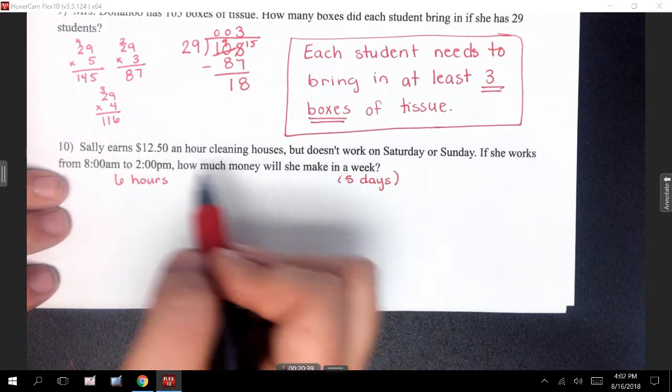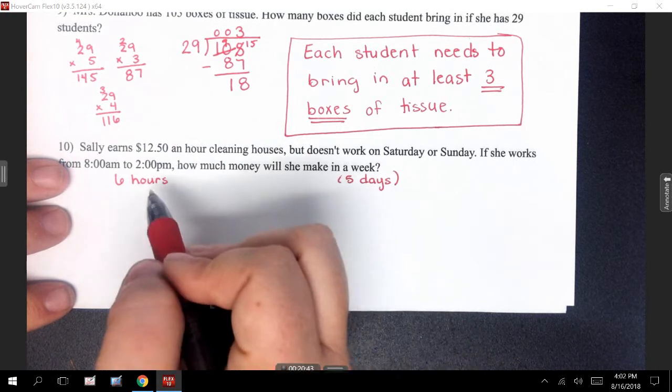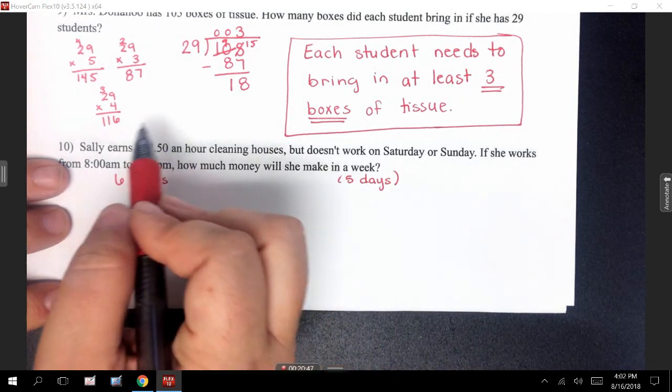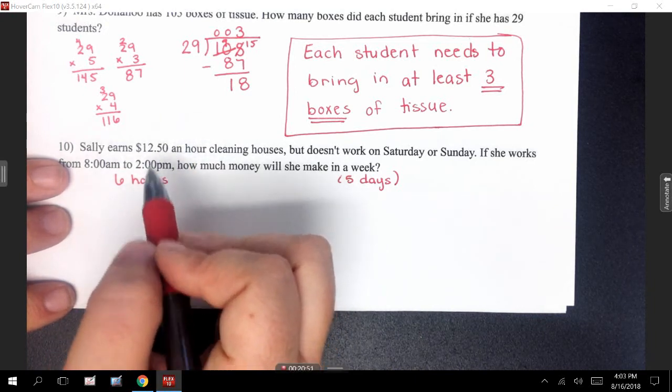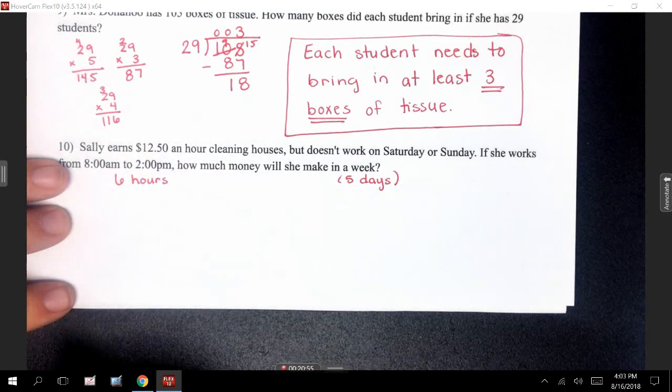So you can do this a couple of different ways. If you wanted to find out how many hours in the week she works, you could multiply our 6 hours times 5 days. I'm actually going to multiply here first. I'm going to find out how much money she makes in that one day where she's working 6 hours, because that keeps my numbers smaller.